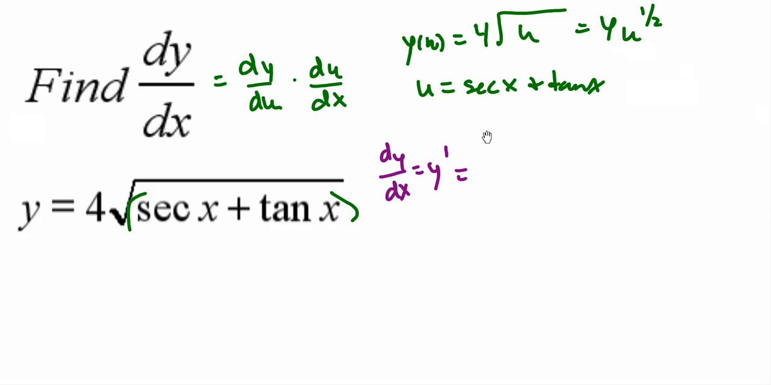Take the derivative of the outside. So what is dy/du? Well, that's going to be 4 times the derivative of u to the 1/2, which is 1/2, power rule, u to the negative 1/2, subtract 1, right? Times now the derivative of u.